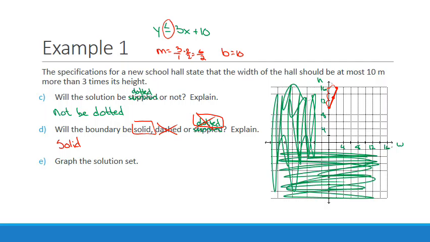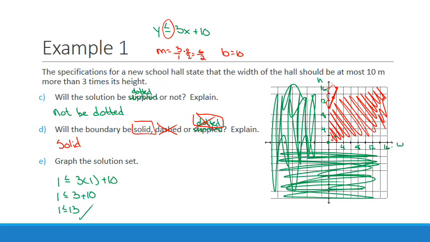Now I want to shade. So with my shade, I will use my test point again. If you don't want to use your test point because you're not sure, 0, 0 is a great test point, but you can also use things like 1, 1, whatever you want to do. I'll use 1, 1 this time. So I'd get 1 is less than or equal to 3 times 1 plus 10. So 1 is less than or equal to 3 plus 10. 1 is less than or equal to 13. That is true. 1 is less than 13, meaning my answer counts there. So then I can just simply shade in.